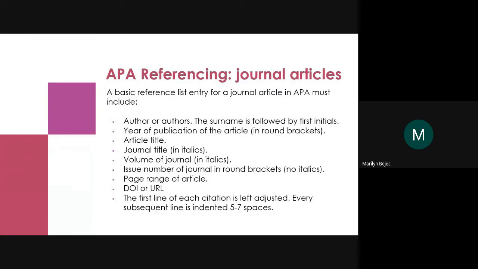A basic reference list entry for a journal article in APA must include the author or authors. The surname is followed by first initials, then the year of publication of the article in brackets, and then the title of the article, and then the journal title in italic. Then you have the volume number of the journal, the issue number, the pages of the article, and then the DOI. Take note that the first line of each citation is left adjusted. Then every subsequent line is indented 5 to 7 spaces.